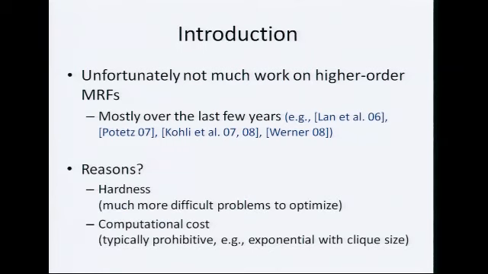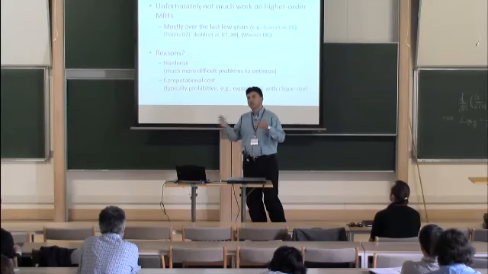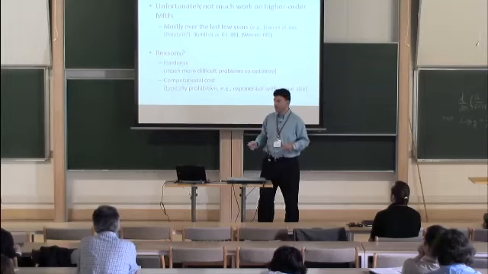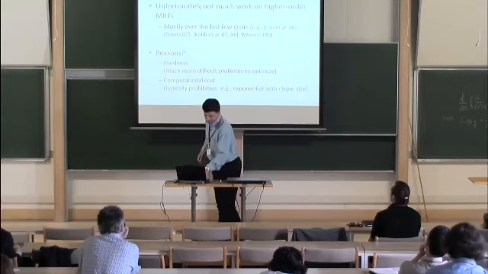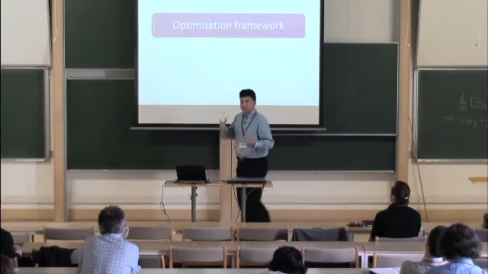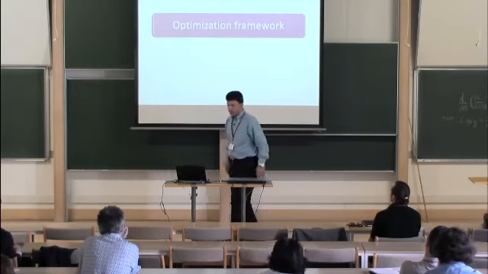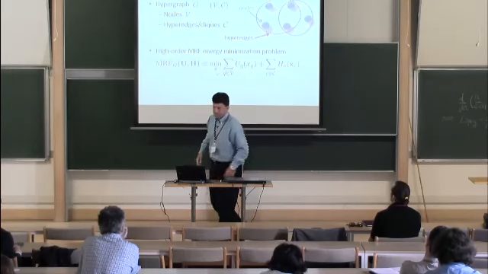There is almost no work on higher order optimization, and this is mostly due to the fact that these are really hard problems to optimize. Unfortunately the computational complexity goes to infinity, because when you have to combine more than two variables, the combination of the labels also explodes exponentially with the clique size. So what we're going to do is again go back to the duality and try to figure out a way of solving this kind of problems.